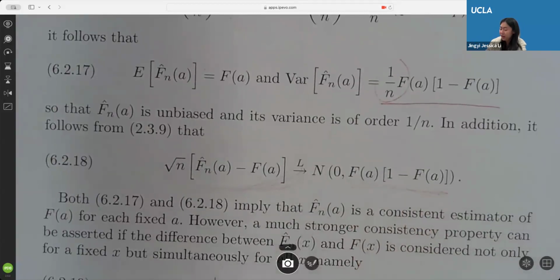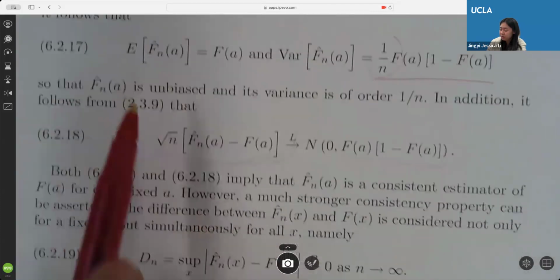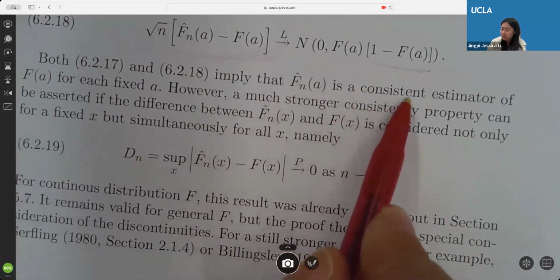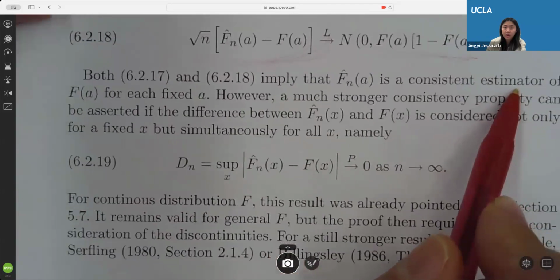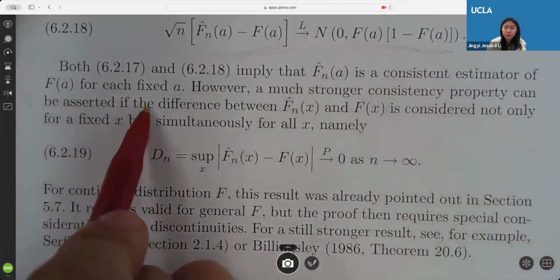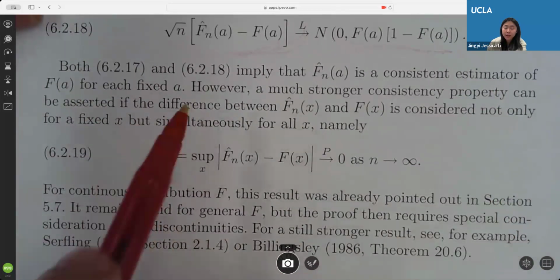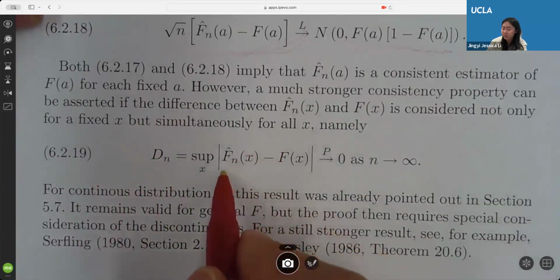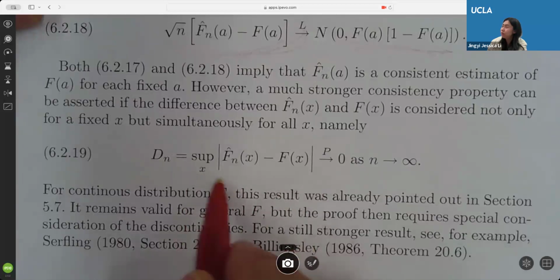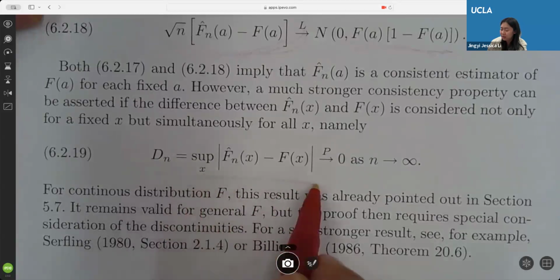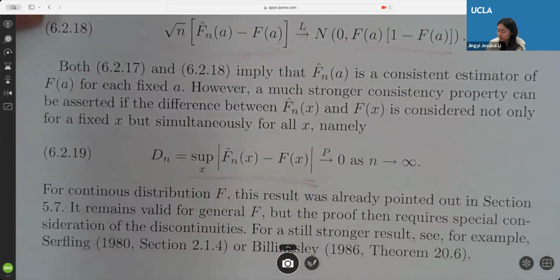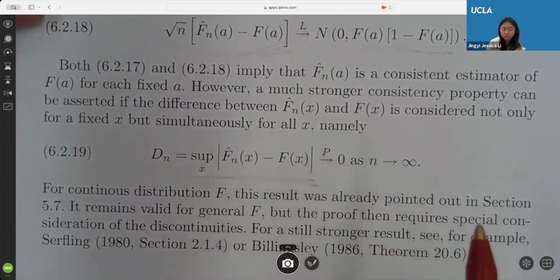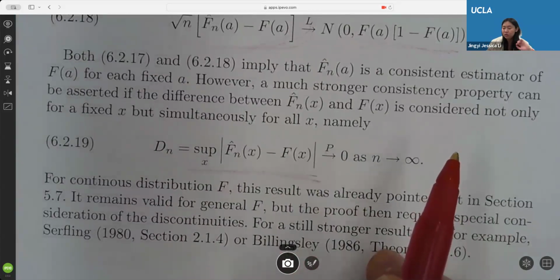So essentially, we have a very nice result for this empirical CDF, that it is a consistent estimator for F(a) for each fixed a. However, a much stronger result, which I said already, can be obtained by this uniform difference, right? Over all possible x's, I take the maximum. And I also said that this can be made even stronger into almost sure convergence. Okay.